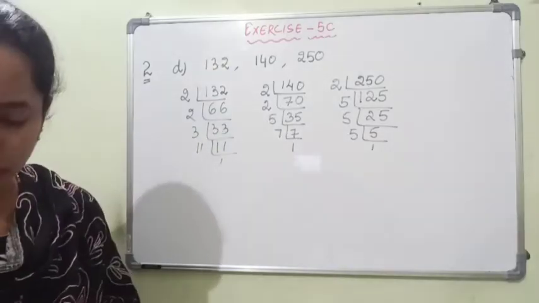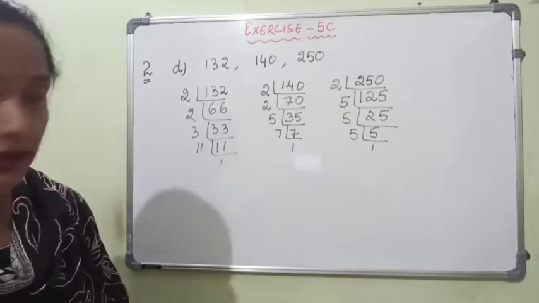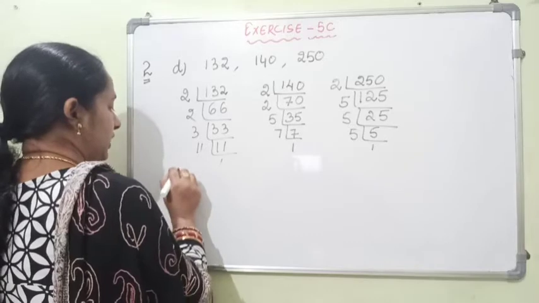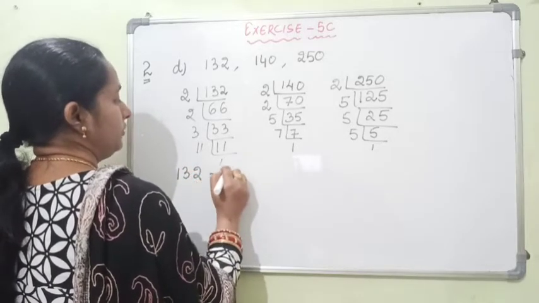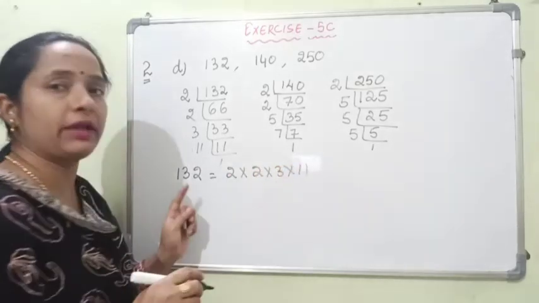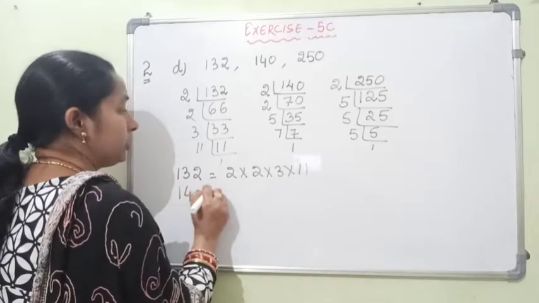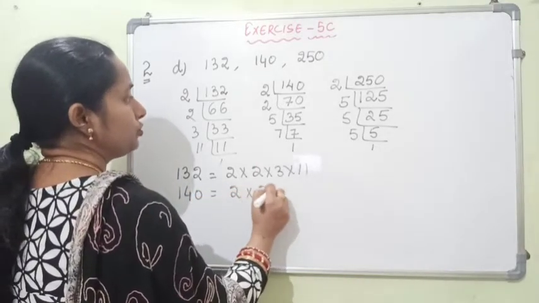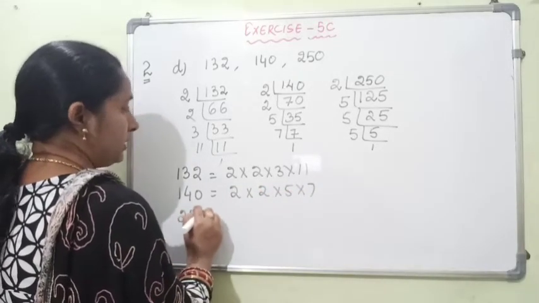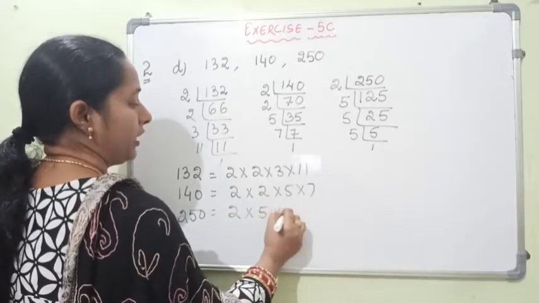So we got almost the prime factorization of all the three given numbers. Now what we have to do? We have to write the factors of every individual. 132 will be 2 into 2 into 3 into 11. We have to write the prime factors in the form of their product. Then 140 is equal to 2 into 2 into 5 into 7 and 250 will be equal to 2 into 5 into 5 into 5.